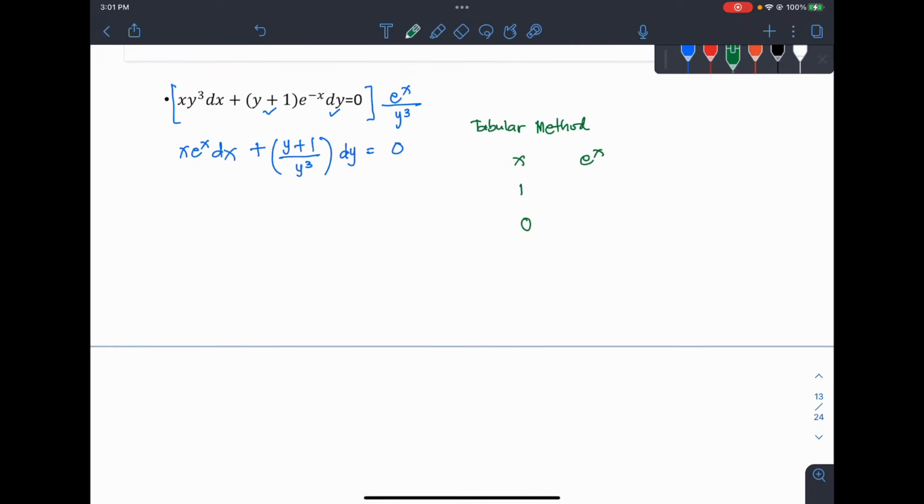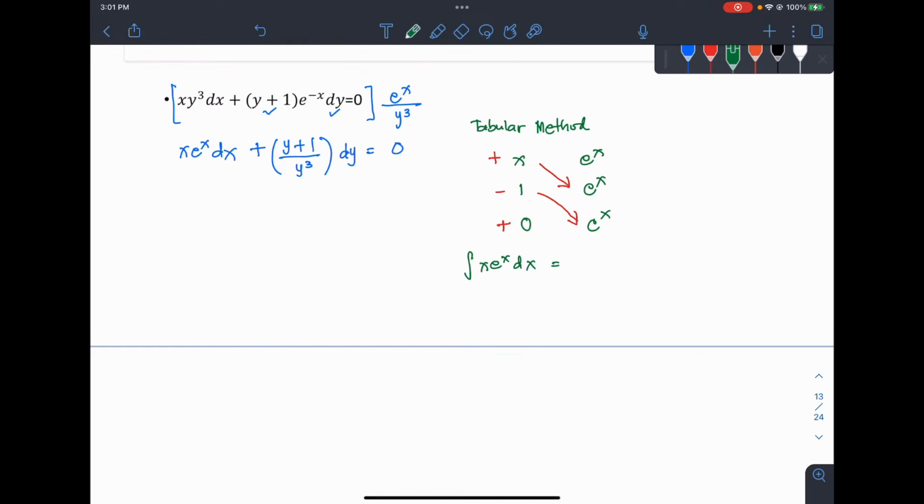So the integral of e raised to x is still e raised to x. And then the integral of e raised to x is still e raised to x. So we attach the signs: alternate signs, so positive, negative, positive. Then this is multiplied diagonally. So that's the integral of x e^x dx.